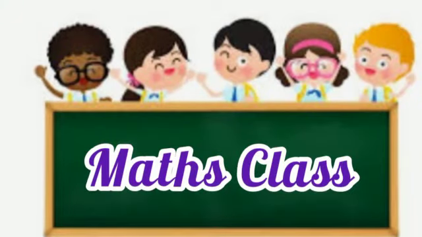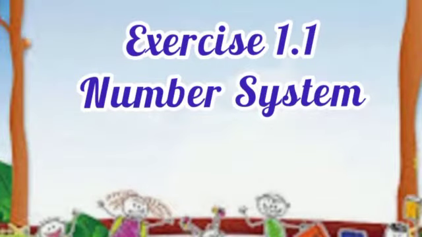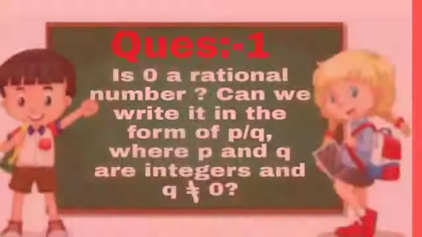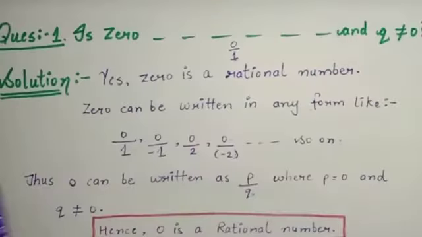As you know, in our previous videos, we have already discussed the basic concept of our exercise 1.1. So now we are going to start our exercise 1.1 of Number System. So let's begin. Our first question is: is 0 a rational number? And can we write it in the form p by q, where p and q are integers and q will not be equal to 0? Let's begin with the solution.